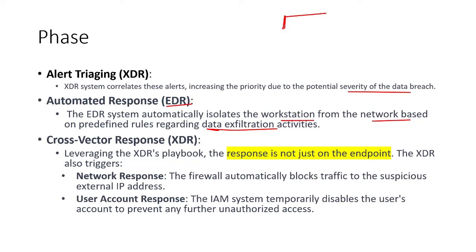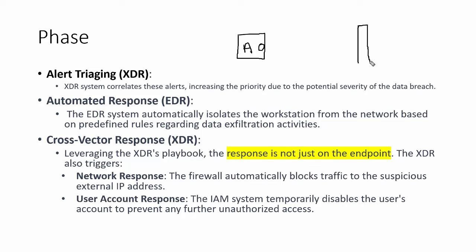So here we have an XDR, and here we have a system A. There is an EDR agent, there is a firewall, and there is my internet. The agent has already sent the information to EDR, and EDR has already sent the instruction to block.